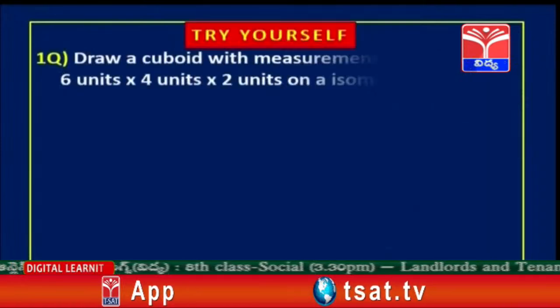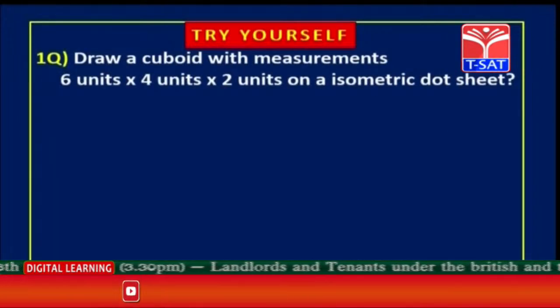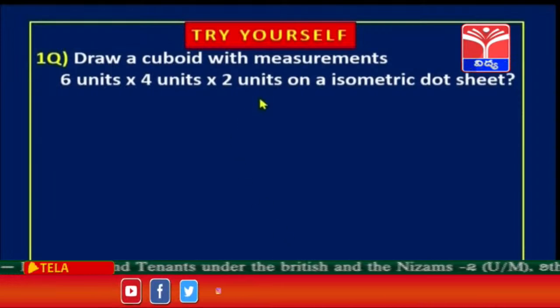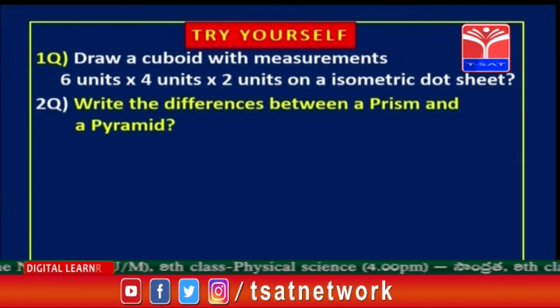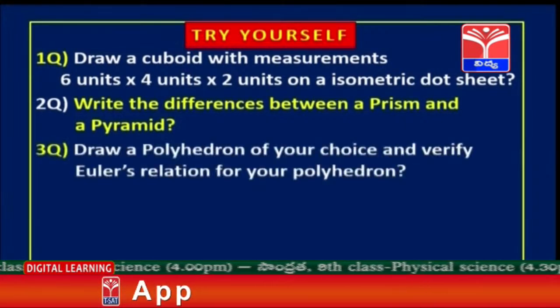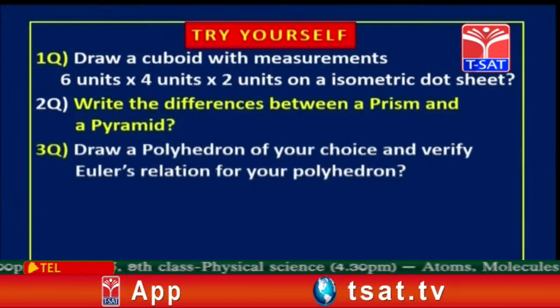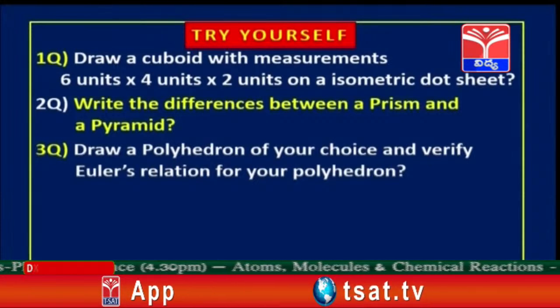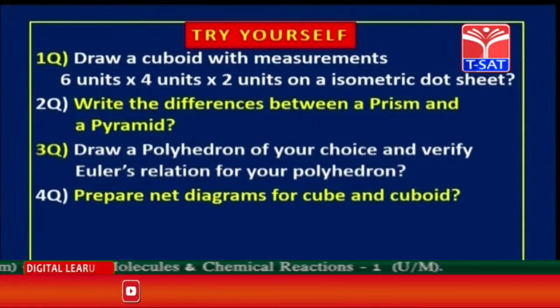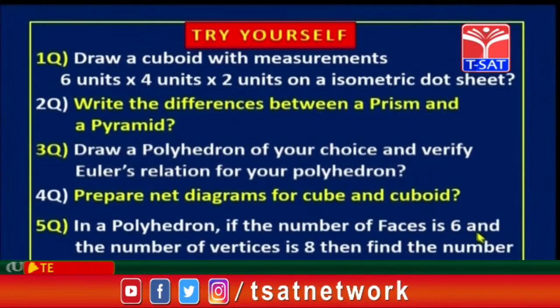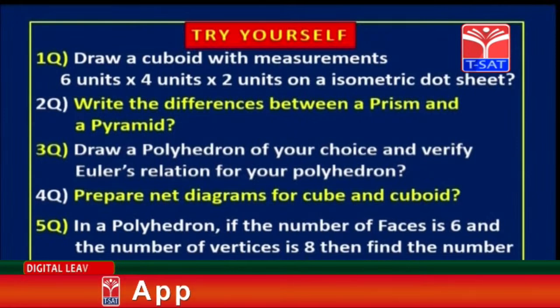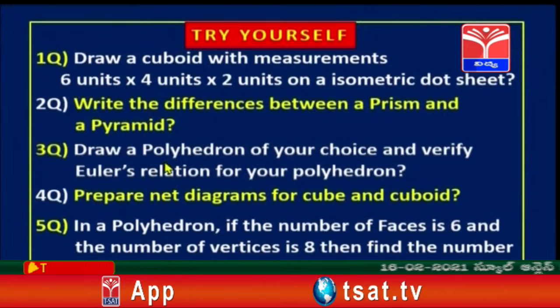Children, try yourself. Draw a cuboid with measurements 6 units, 4 units, 2 units on an isometric dot sheet. Write the differences between a prism and a pyramid. Draw a polyhedron of your choice and verify Euler's relation for your polyhedron. Prepare net diagrams for a cube and a cuboid. In a polyhedron, if the number of faces is 6 and the number of vertices is 8, then find the number of edges.